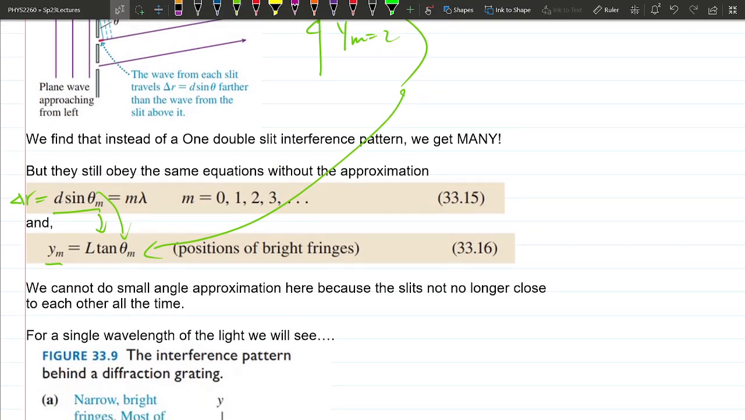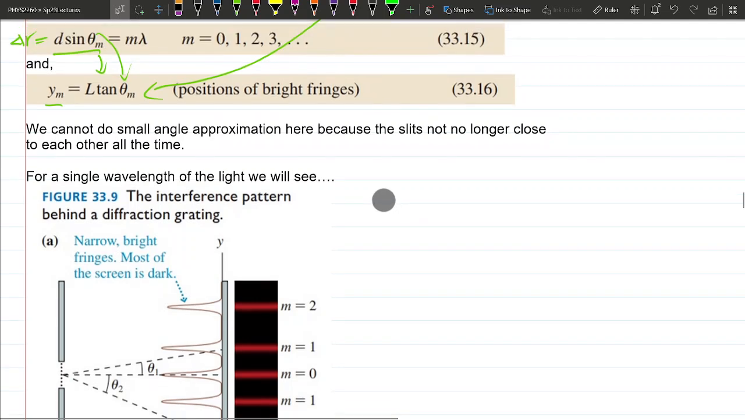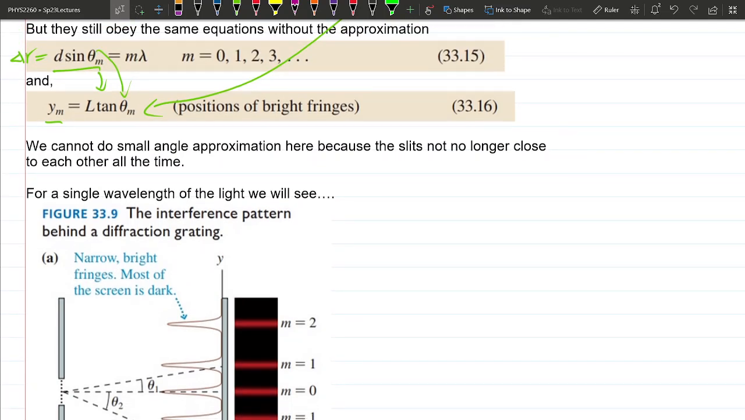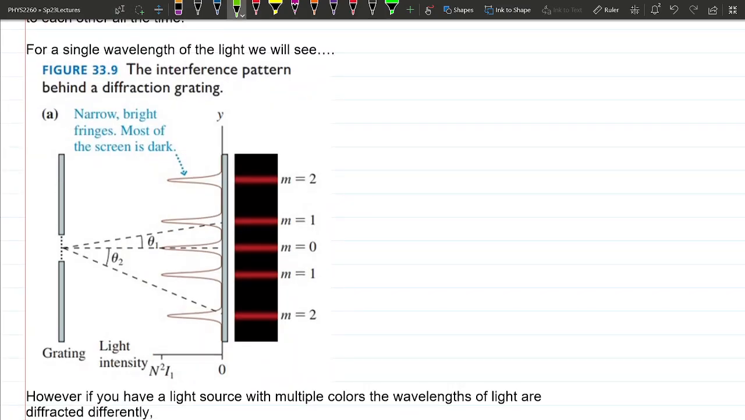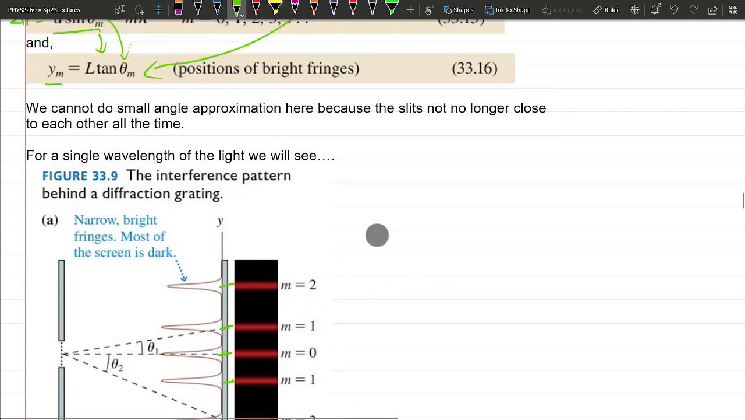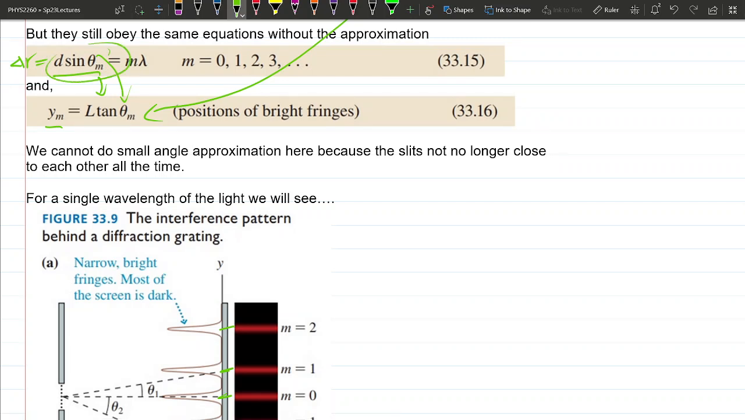So what happened is that instead of getting spacing between the bright and dark spots that are exactly the same, the central maximum will still be in the middle, okay? And then the next bright spot will be a little bit further away, but m equals 2 will actually be much further away, okay? It actually grows basically as a sine function, because we're no longer able to make the approximation of sine of theta being a small value.